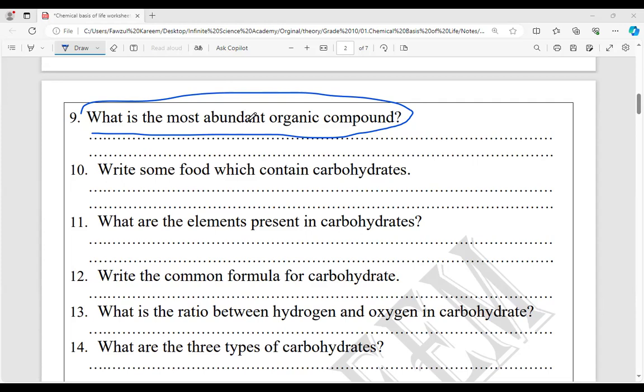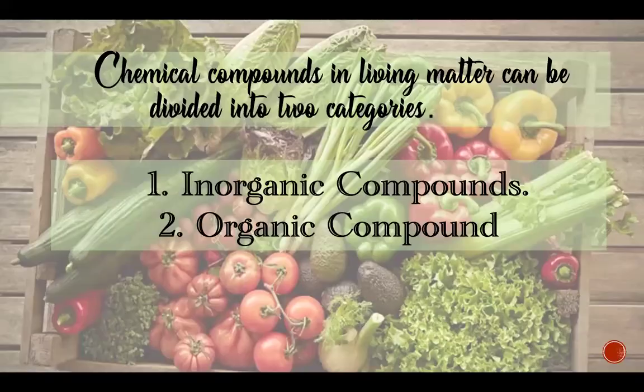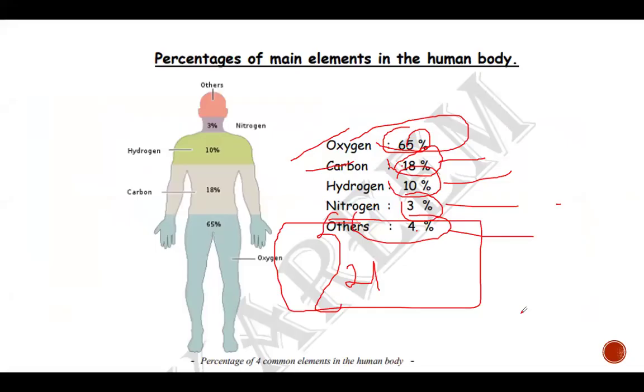Some of you have sent the answer oxygen. Look here, it's not oxygen. Why? Because oxygen is an abundant element. If they ask what is the most abundant element in our body, you must say oxygen, because 60% of the body is made up of oxygen. If they ask about the element, you can say oxygen.